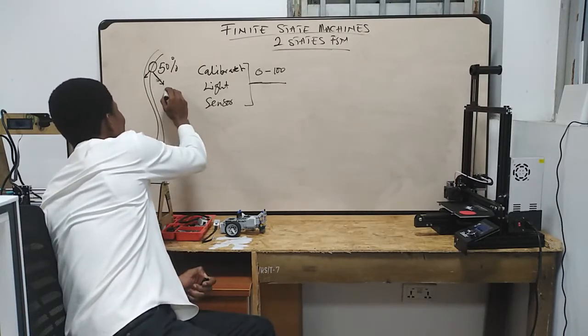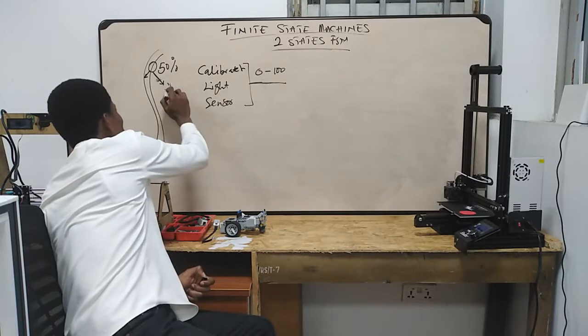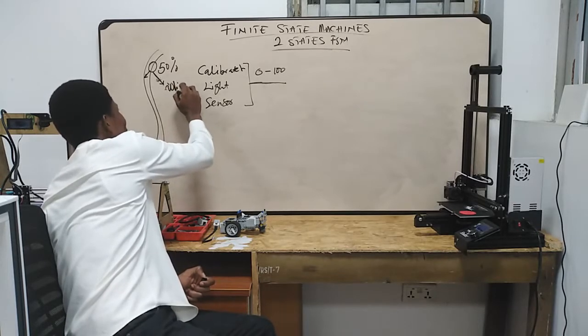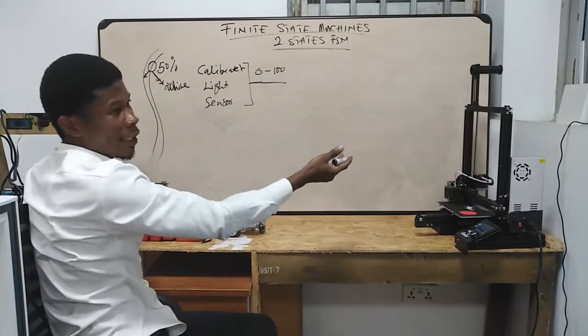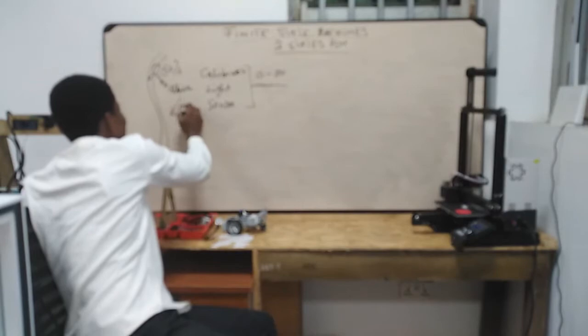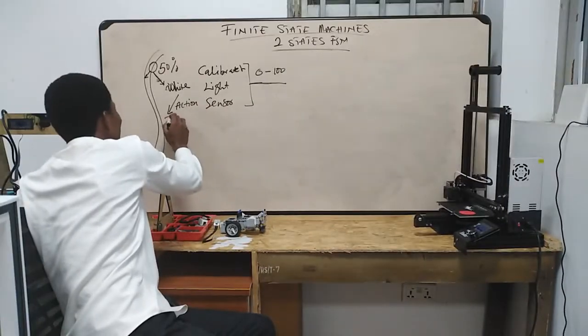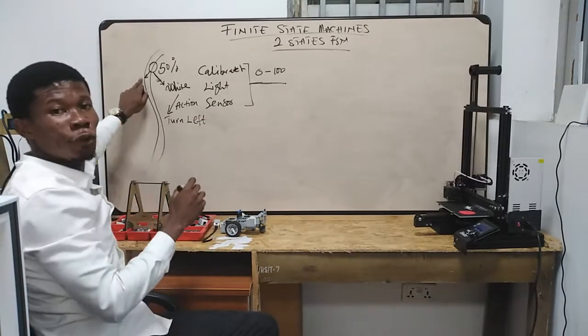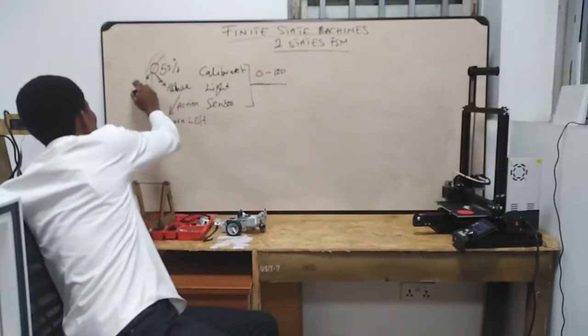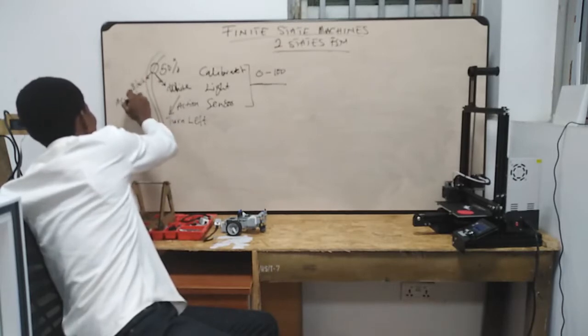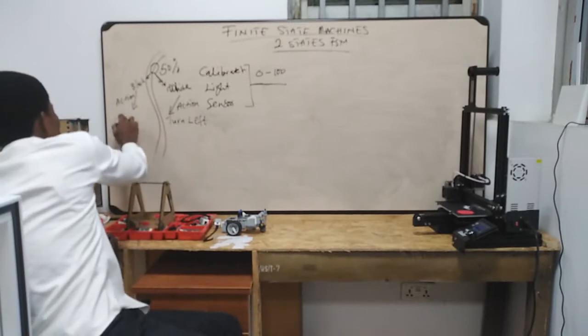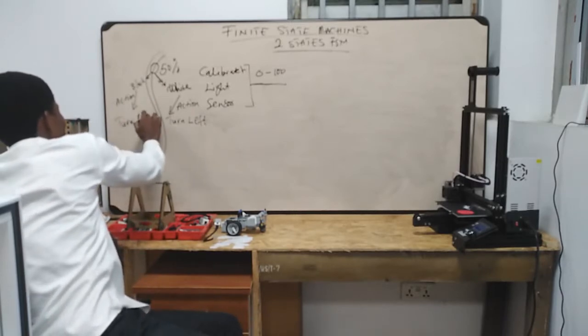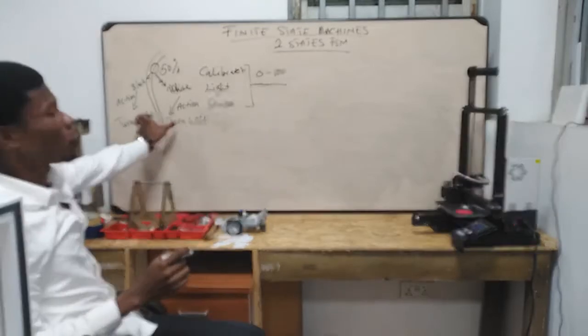So if the robot deviates into the white, then our action, let's take, so this is our right, this is our left. Let's take that when our robot deviates into the white, then the action will be to turn left. And if our robot deviates into the black, our action will be to do what? To turn right. So this is what we want to implement.